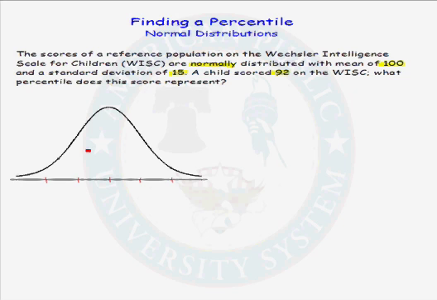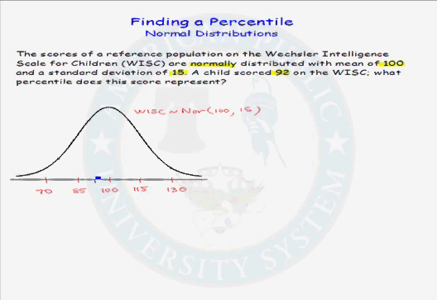The first thing we should do is label our normal curve. We know that the WISC scores are normally distributed with mean 100 and standard deviation 15. That means the center of our distribution is 100. One standard deviation below the mean will be 85. Two standard deviations below the mean will be 70. One standard deviation above the mean is 115. Two standard deviations above the mean is 130.